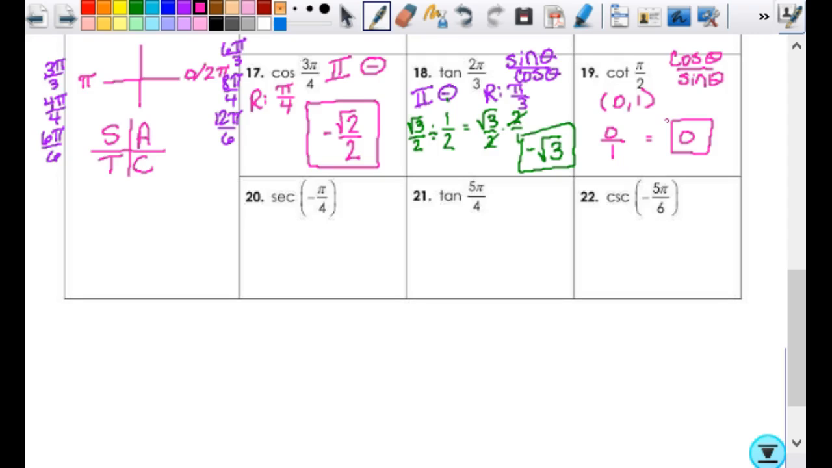All right, so let's do 20. Secant. That's not sine or cosine, so I have to put it in terms of that. Secant is the reciprocal of what?